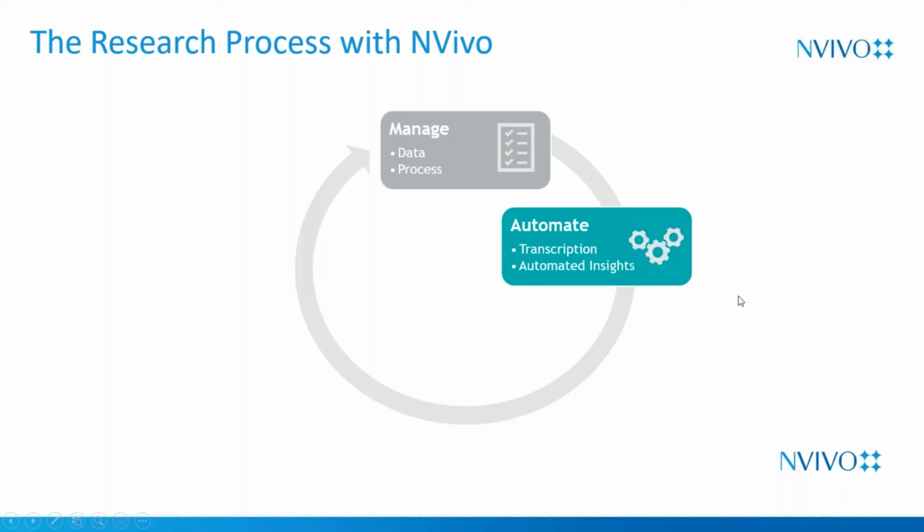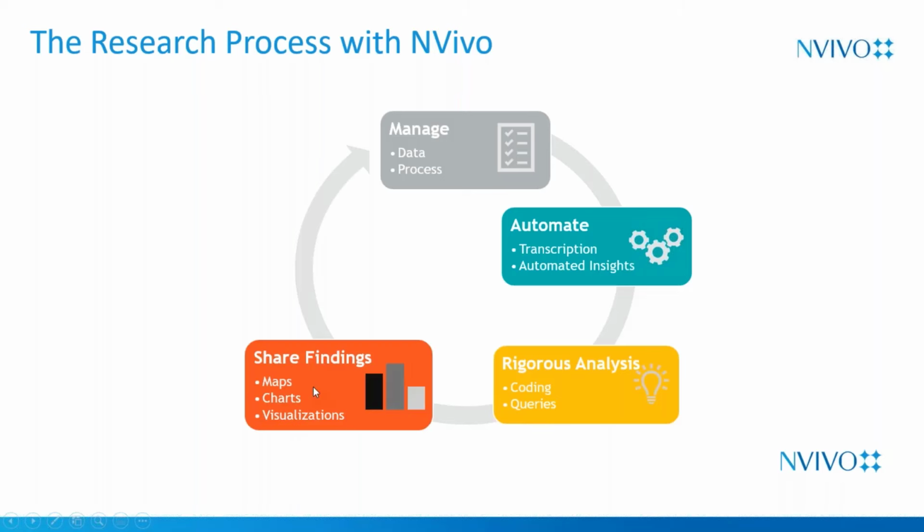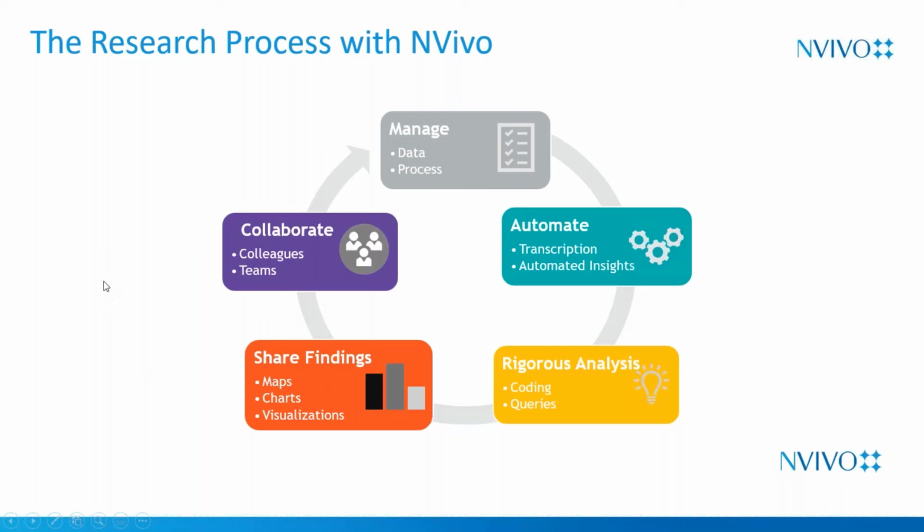We also have automated insights with themes and sentiment. I'll be showing that to you today. Rigorous analysis, so using coding and queries to help you go through the lit review. Share findings with these different visualizations. And we do have collaboration tools to help you collaborate with your colleagues and teams. So even with a lit review, if you might be on a team and you're taking different parts of the lit review, you could also use these to help you.